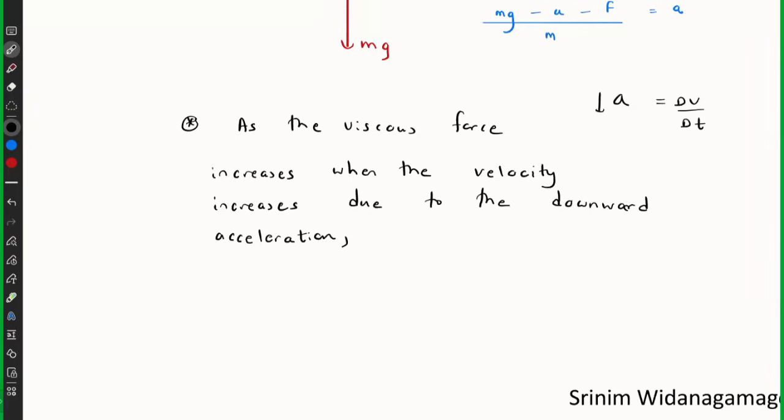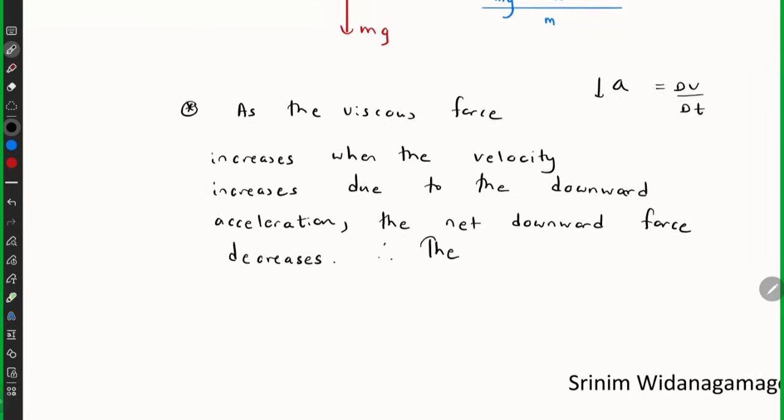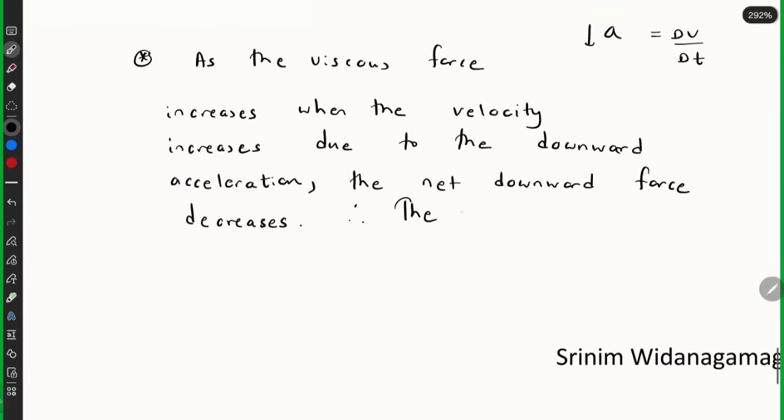As the viscous force increases when the velocity increases due to the downward acceleration, the net downward force decreases, right? Net downward force decreases. Very good. So the acceleration decreases as the sphere speeds up, but the velocity still keeps increasing, just slowly. Exactly. So therefore, what can we say?